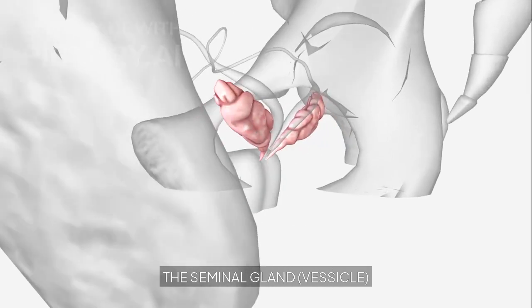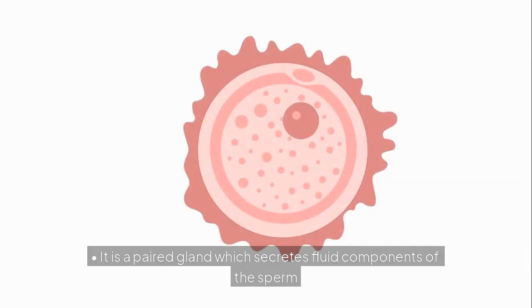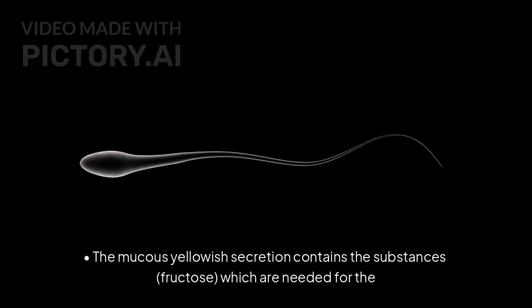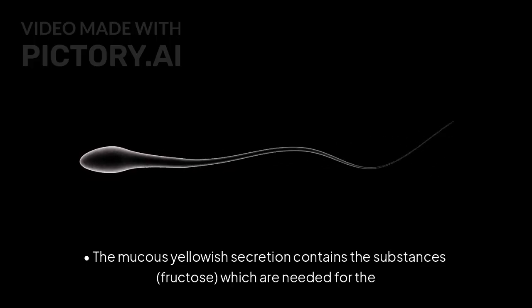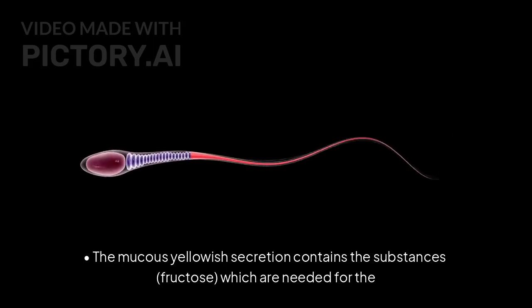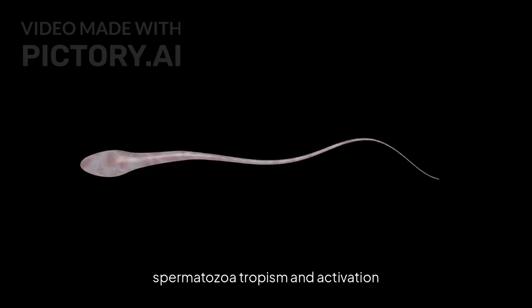The seminal gland, vesicle. It is a paired gland which secretes fluid components of the sperm. The mucous yellowish secretion contains substances, such as fructose, which are needed for the spermatozoa's tropism and activation.